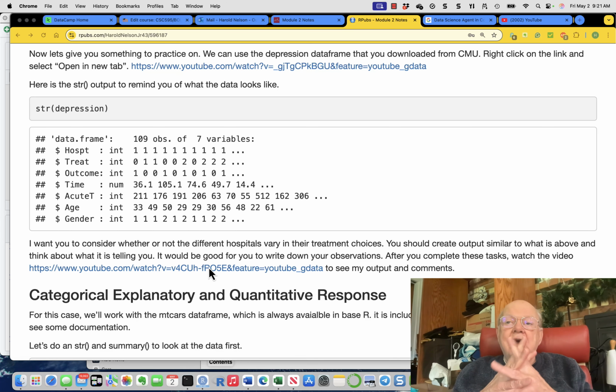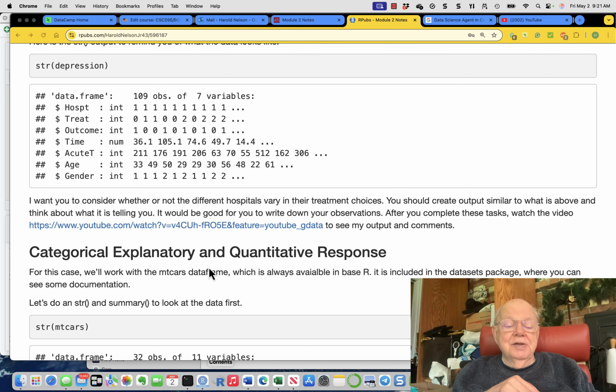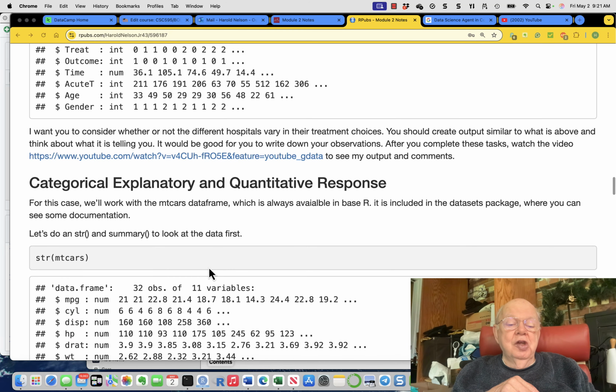So that's categorical variables, well, two categorical variables. One is the response, one is the explanatory. Now let's turn to the second case, a categorical explanatory and a quantitative response.